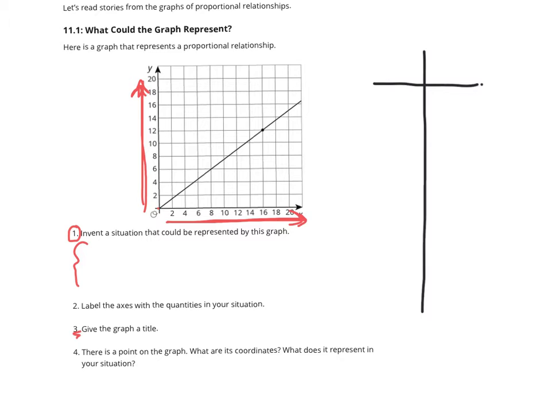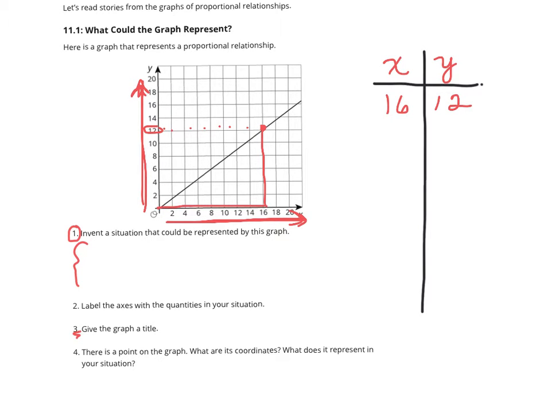And it says there's a point on the graph. What are its coordinates and what does it represent for your situation? So that point is right here. What are the coordinates of this point? Now I drew myself a table. The coordinates of that point, remember we go x first and then y. So in the x direction, we went over 16. In the y direction, we went up 12.